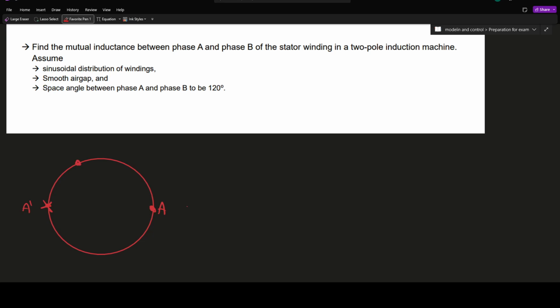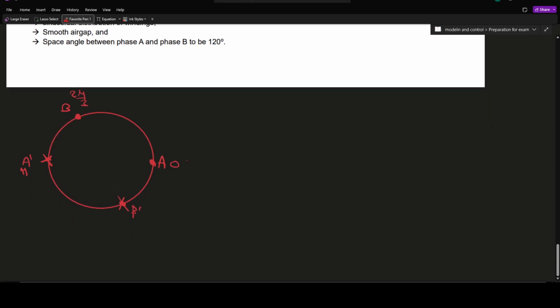And we know that 120 degrees we're gonna have our B. So this is 0, this is pi, this is gonna be 2 pi over 3, and this is a cross, and this is gonna be B dash, and it's gonna be 5 pi over 3. Okay, so this is how our coils are distributed.